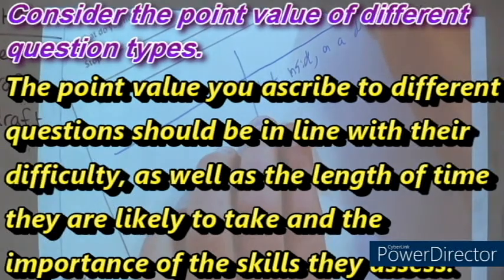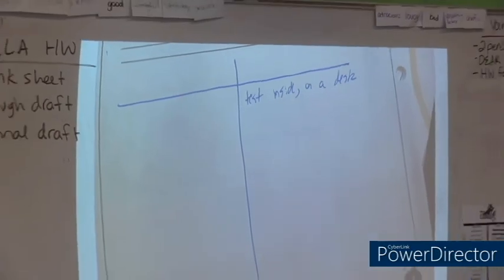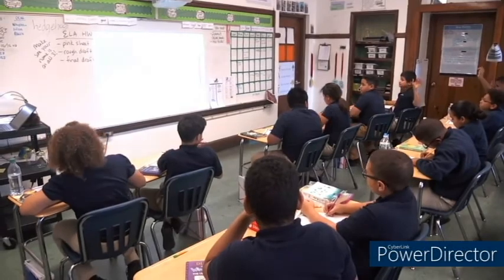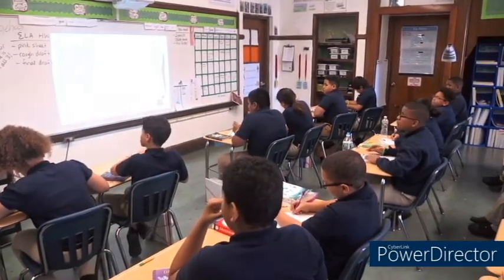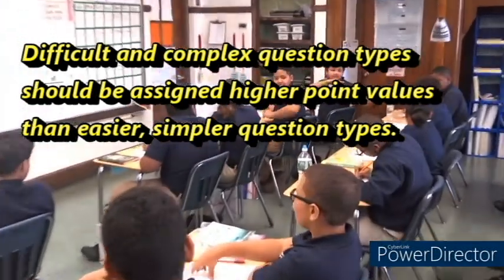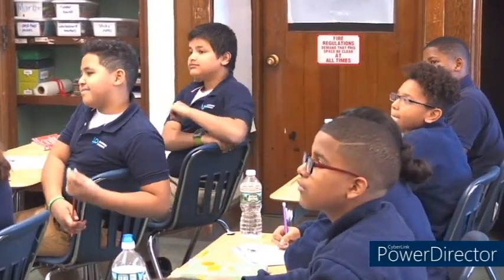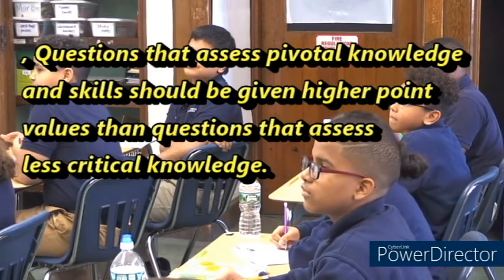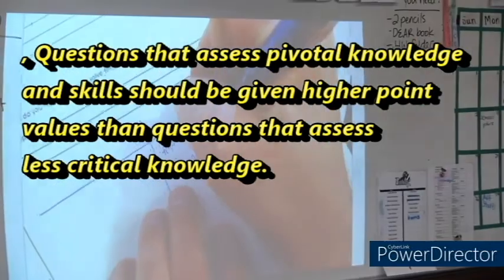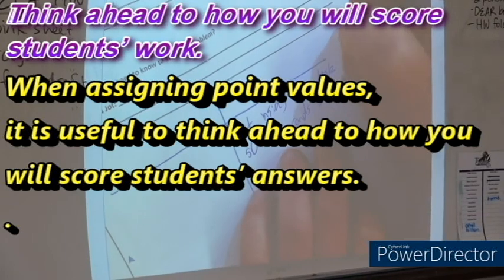Have students answered questions like this before, or will this be new to them? Are there common traps or misconceptions that students may fall into when answering these questions? Needless to say, difficult and complex question types should be assigned higher point values than easier, simpler question types. Similarly, questions that assess pivotal knowledge and skills should be given higher point values than questions that assess less critical knowledge.